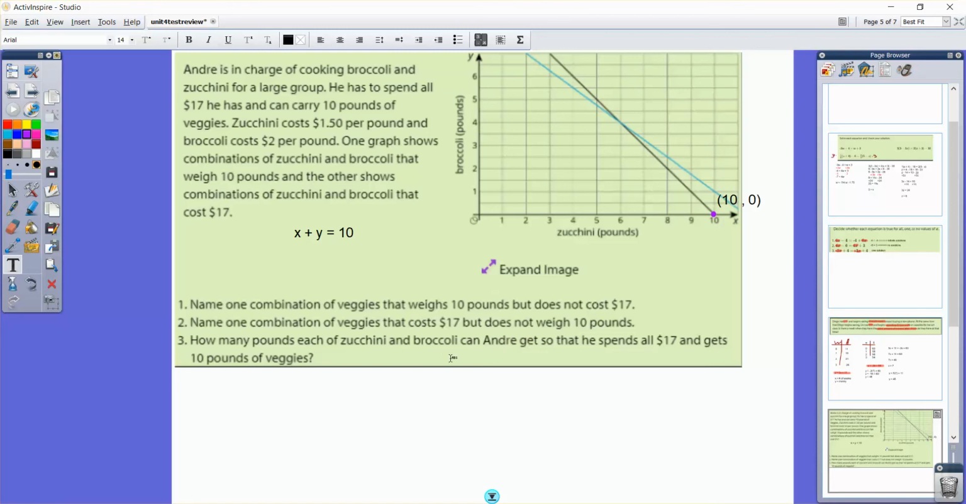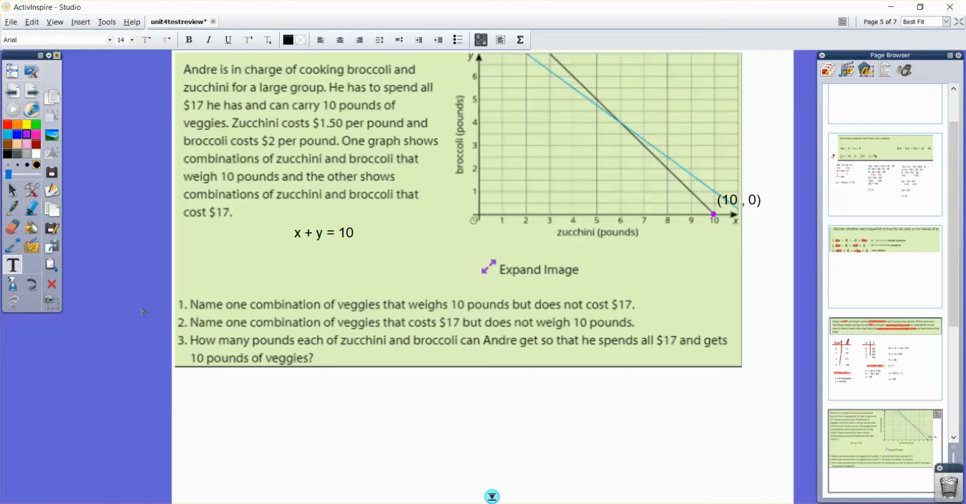How about a combination of veggies that costs $17 but does not weigh 10 pounds? First, by the way, for number 1, 10 and 0 is a possibility, but so is 9 and 1, 8 and 2, 7 and 3, 5 and 5, 4 and 6. Any point on this black line other than this point right here, and we'll talk about why in a second, would be an answer for number 1.